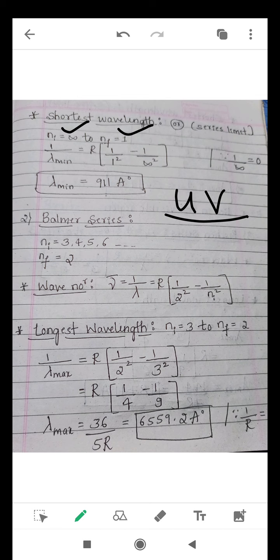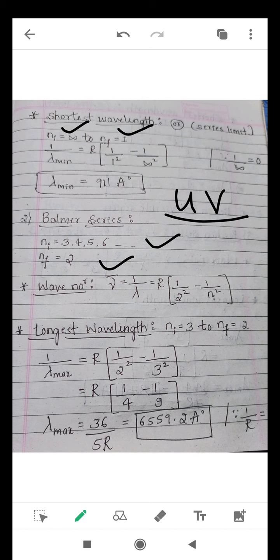Now we'll study the second one, Balmer series. The spectral lines emitted due to the transition of an electron from any outer orbit, where the outer orbit corresponds to Ni is equal to 3, 4, 5, 6, to its second orbit, Nf is equal to 2, are named as the Balmer series.